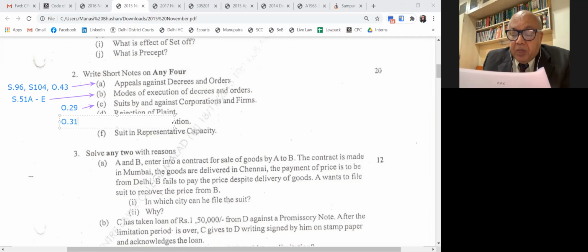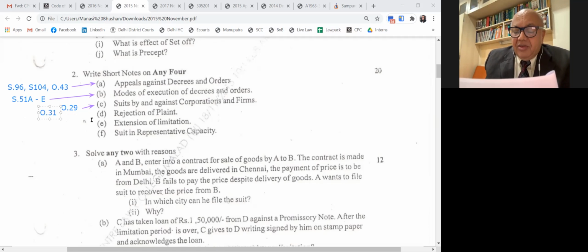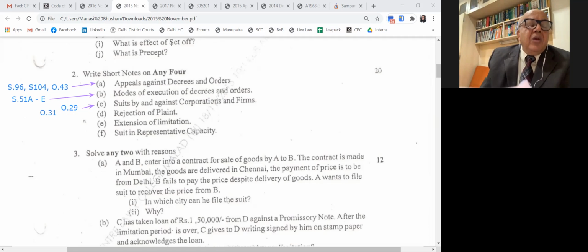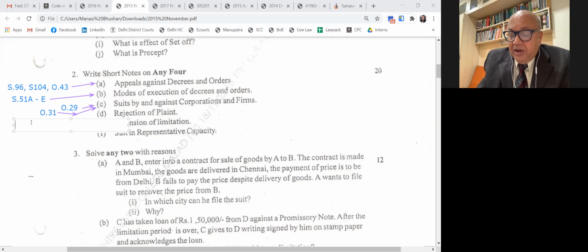Then rejection of a plaint, Order 7 Rule 1, Order 7 Rule 11. The plaint can be rejected under the circumstances in Order 7 Rule 11, clauses A, B, C, D, E, F. No cause of action; stamp duty, proper stamps are not paid; then barred by limitation. We read this in Order 7. Please check it up properly.